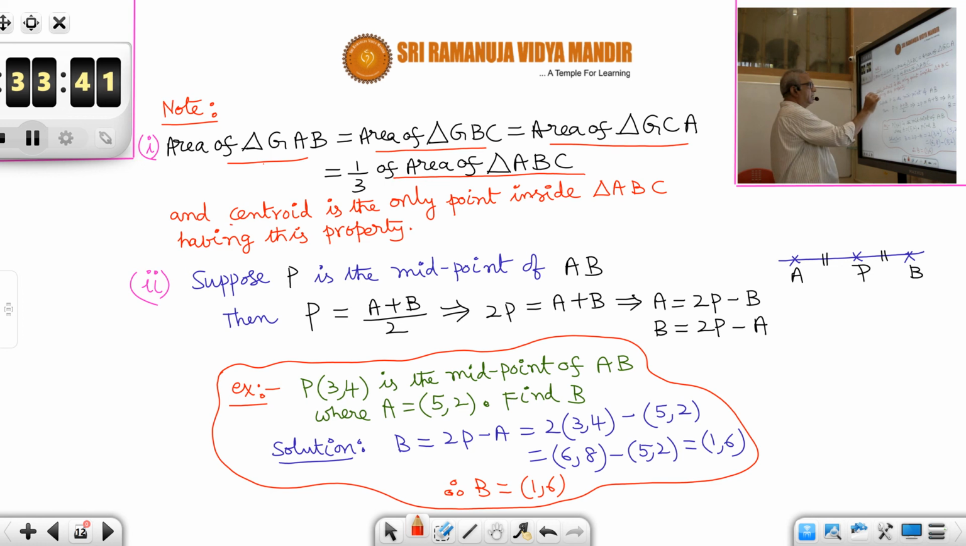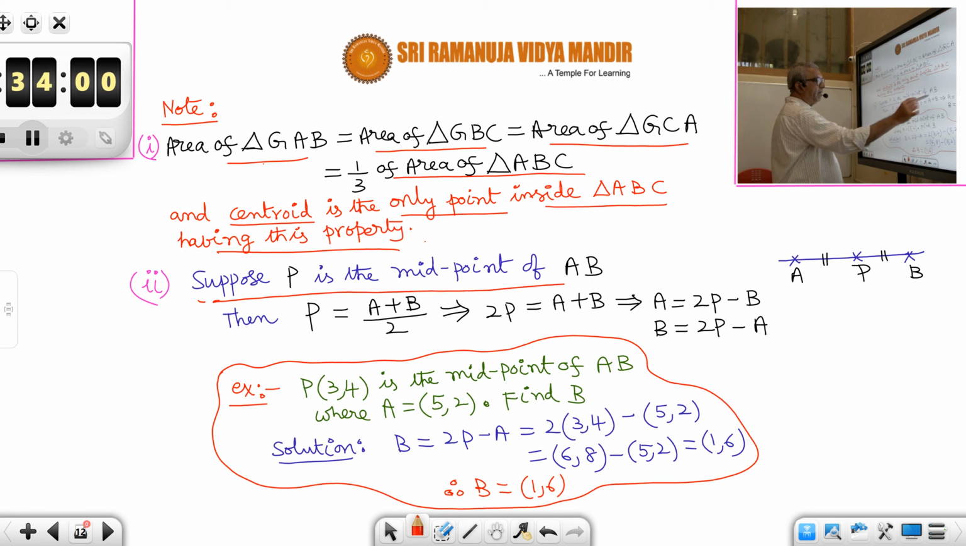And the centroid is the only point inside the triangle ABC having this property. There is no other point inside the triangle which divides the area into three equal parts. Only the centroid has this property. And there is one more point here.